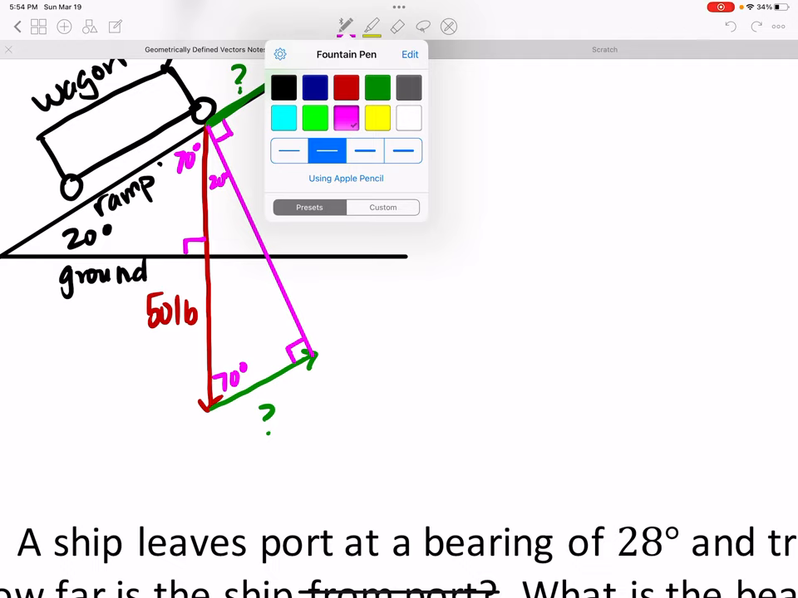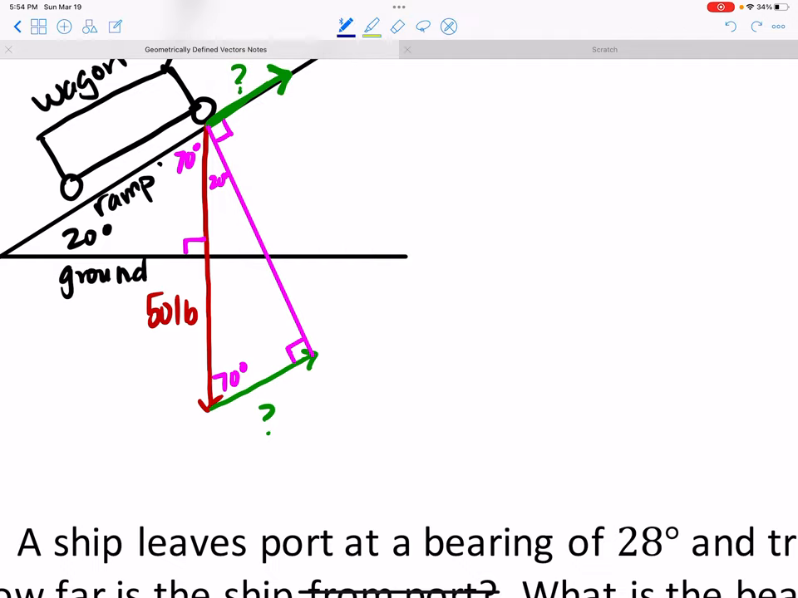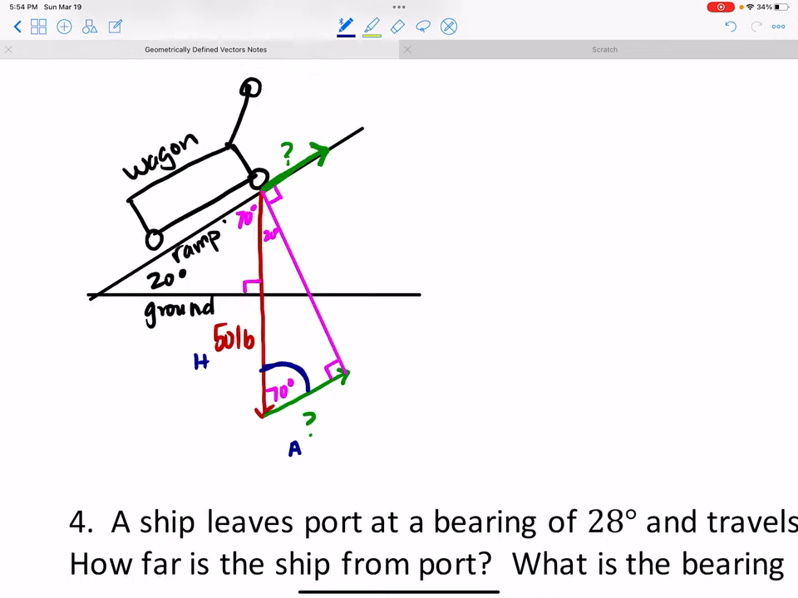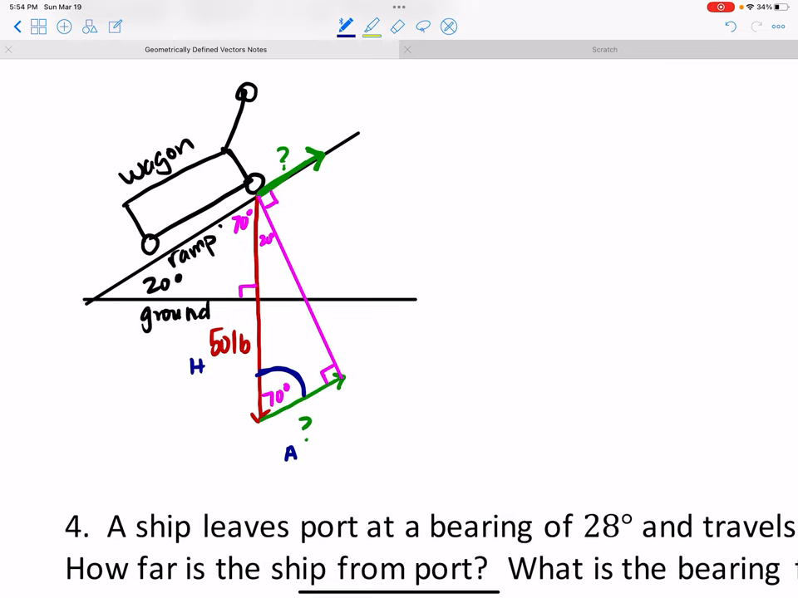I have the side that is, well, it depends on what you want to use. So let's say I wanted to use this angle. This would be the adjacent side that I'm looking for, and this would be the hypotenuse, which means I could just use the cosine to solve. So I could say that the cosine of my 70-degree angle is equal to a ratio of the adjacent side over the hypotenuse, which was 50. And so multiplying by 50 is going to get me my answer.